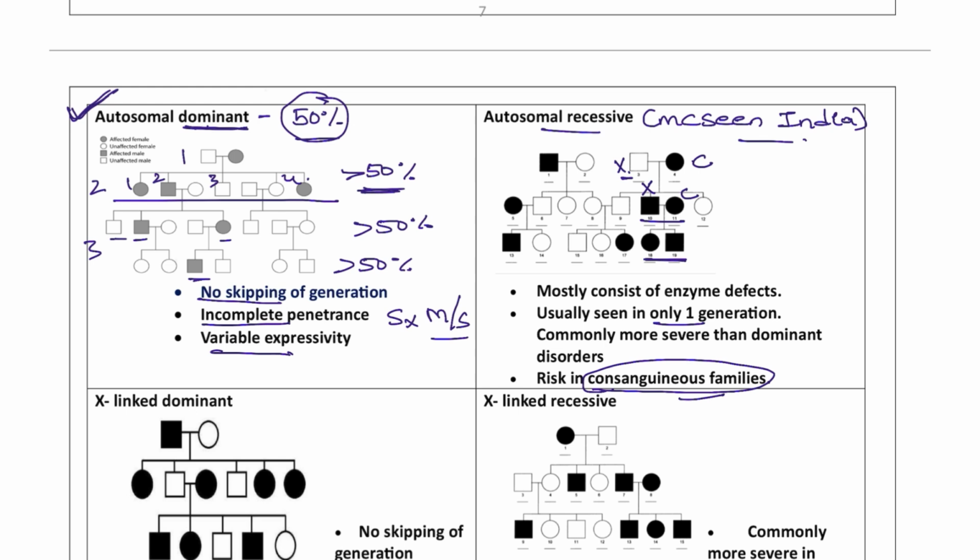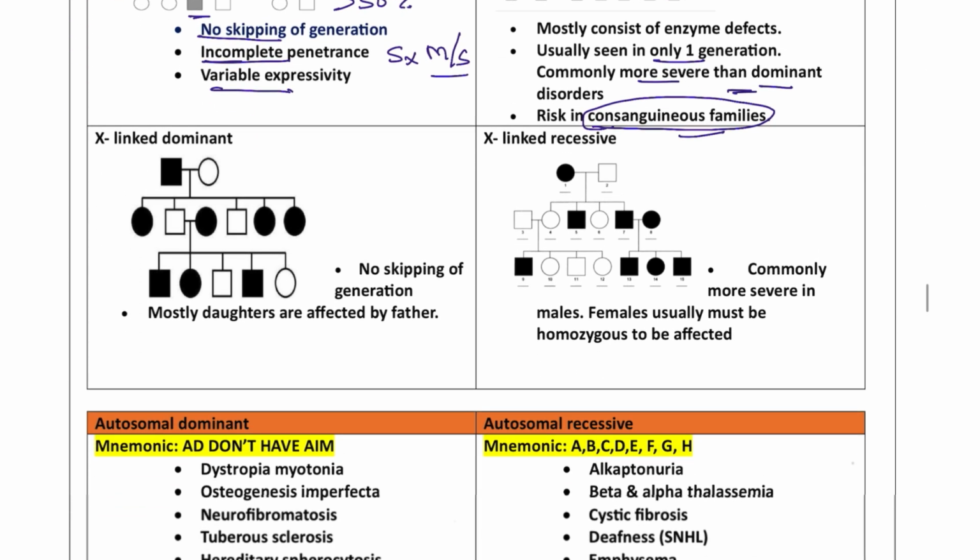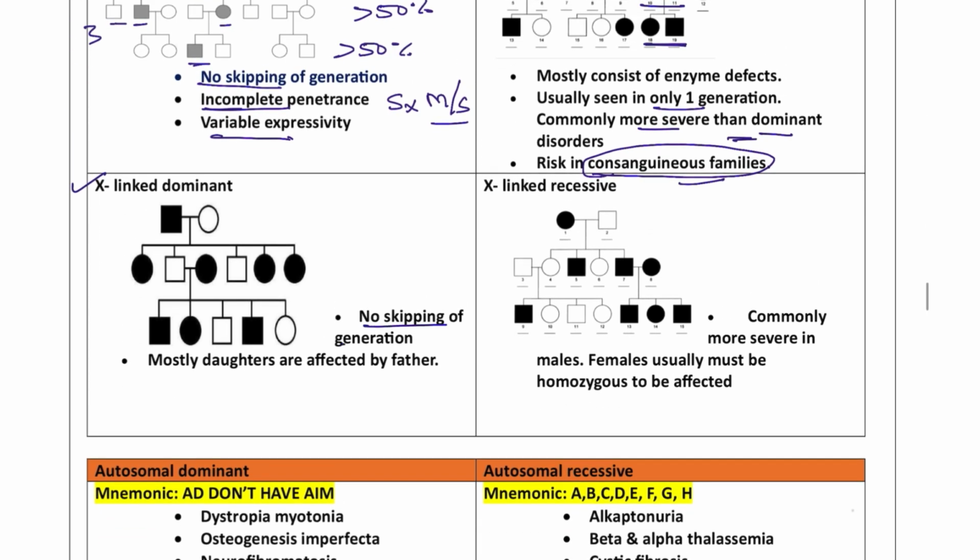If the mother is a carrier and the father is diseased, then the next generation will have a high risk of transmittance of this particular disorder. So it is commonly more severe than the dominant type because it can cause the carrier stage and also it can penetrate more highly. Here it is incomplete, but complete penetrance could be seen here. X-linked dominant, again here there is no skipping of the generations. Mostly daughters are affected by the fathers. Here you can see the father transmitting to the daughters, and in the next generation also the father is going to transmit to the daughters. This is most commonly seen in X-linked dominant.